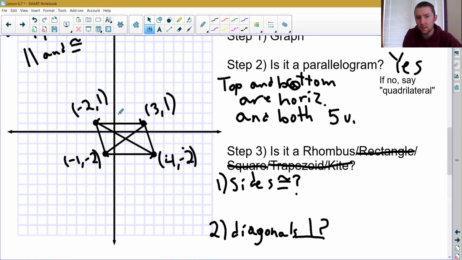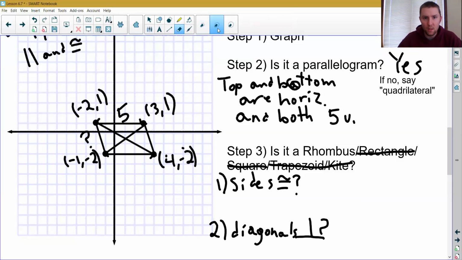Okay, so in order to prove the sides are congruent, I'm just going to pick any 2 random sides that I maybe think are not congruent, so I can show that they're not. So I know this top side here is 5. The question is, what is this side length over here? And because it's not horizontal or vertical, we are going to have to use the distance formula. Or we can use the Pythagorean theorem.